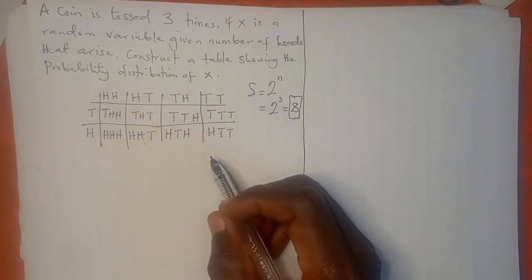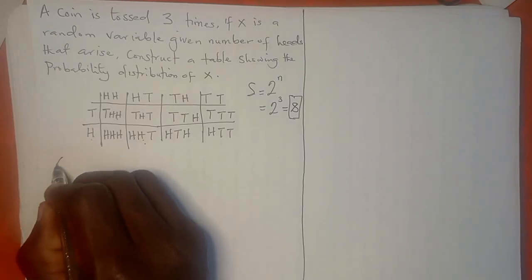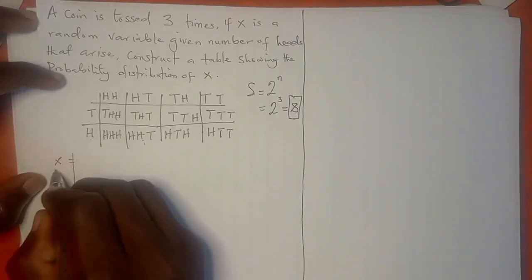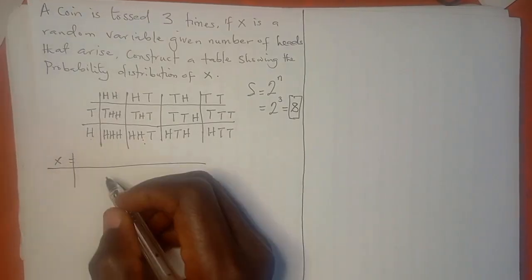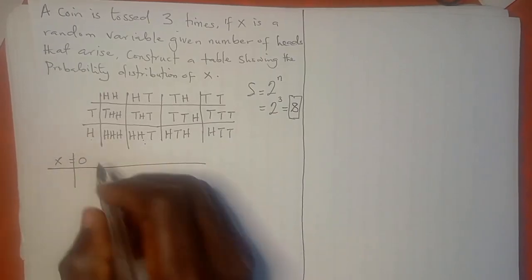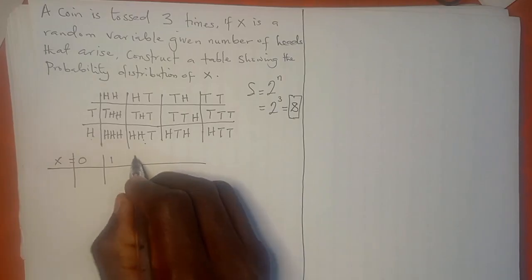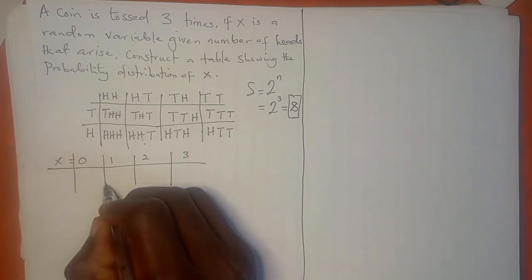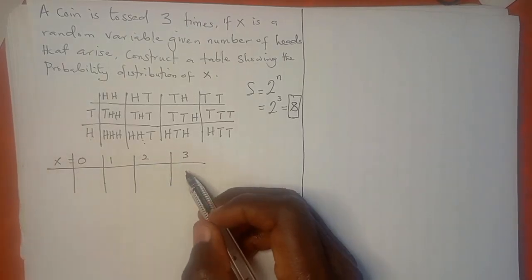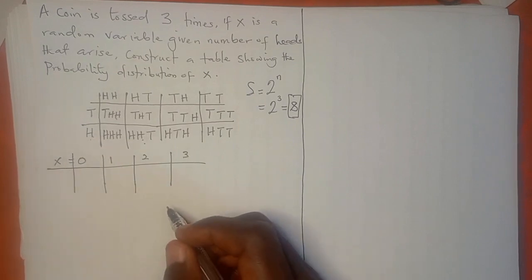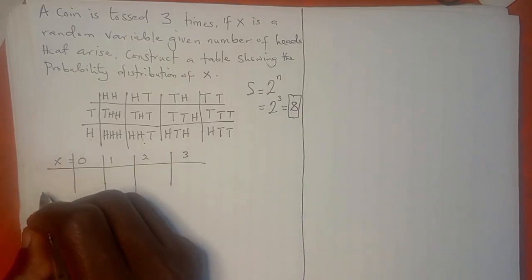Now we want to construct the distribution. Let's say x represents the number of heads. So we could have 0 head, 1 head, 2 heads, or 3 heads, because the coin is tossed 3 times. The maximum number of heads we can have is 3, and the minimum is 0, meaning we may not have any head. So this is the probability distribution of x.